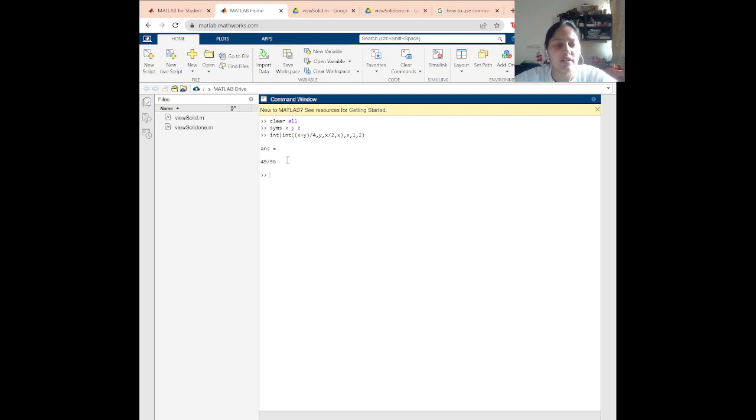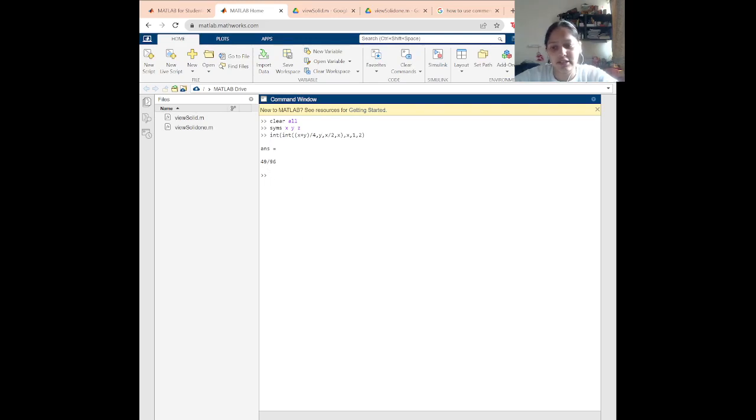So right now, to visualize which volume are we finding exactly, this is where we use ViewSolid or ViewSolid1. The difference is basically we use ViewSolid when the limits of y is not a constant. So here, as you can see, the limits of x are constant, but the limits of y are actually given as a function of x. So this is where we use ViewSolid. So when y is not a constant, we use ViewSolid. When x is not a constant, we use ViewSolid1.